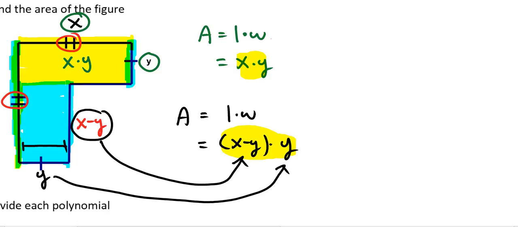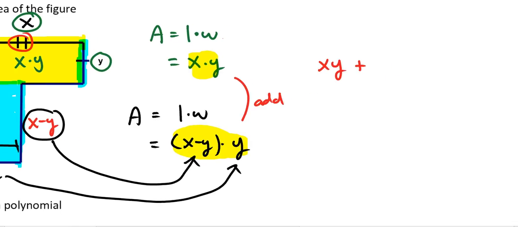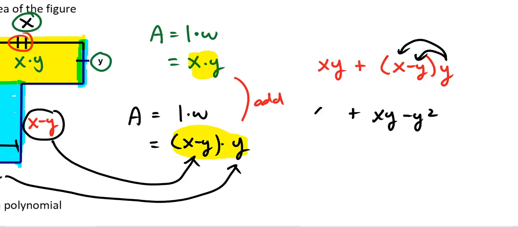So if I add them, that's going to be xy plus bracket x minus y with the y over there. And if you want to rainbow this, you can. This is the same thing as just going xy minus y squared plus xy, and then you'll see that this and this are like terms, and that's going to be 2xy minus y squared. And that's how you finish off that question.